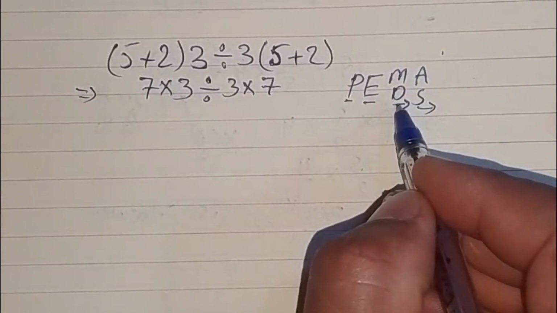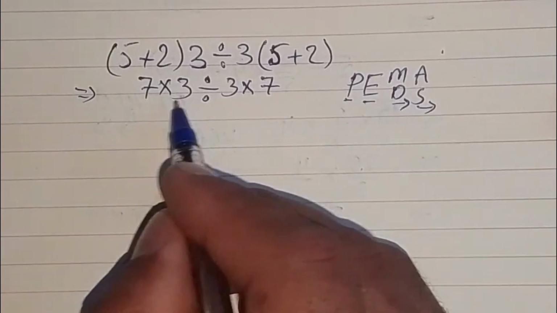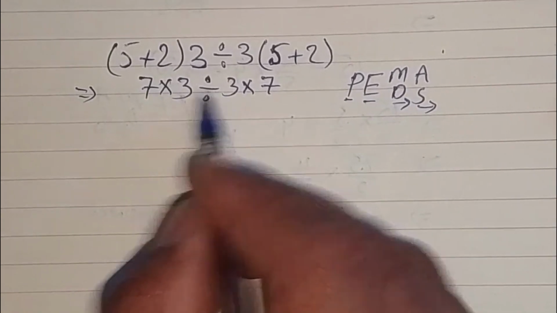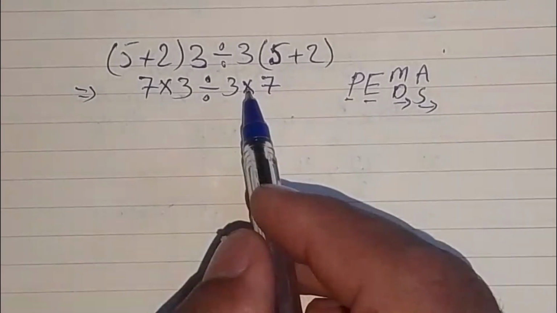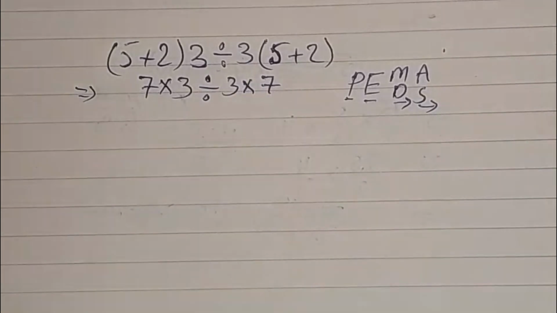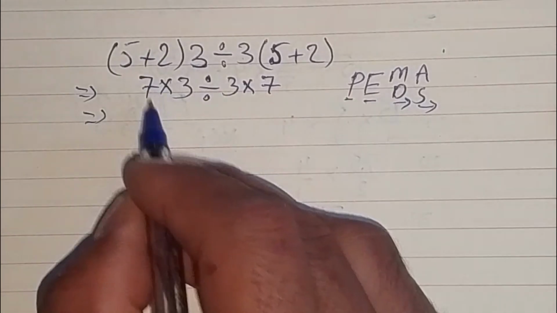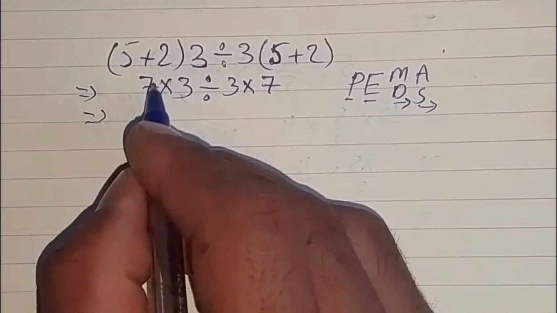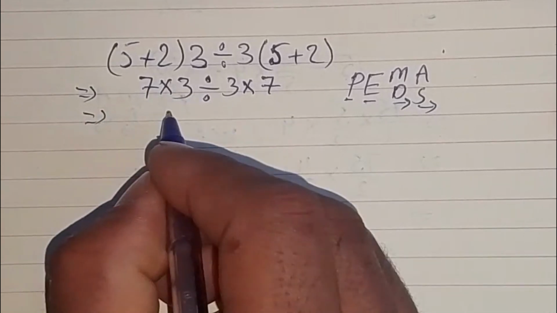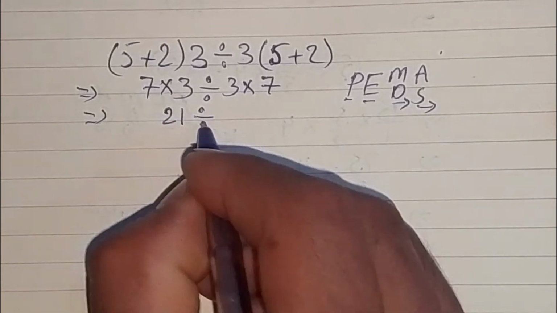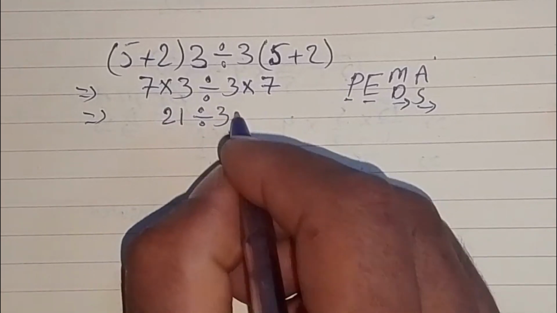So multiplication or division we solve from left to right. Now on the left side first we solve multiplication, then we solve division, and again we solve multiplication or division. So the equation becomes, first we solve multiplication, so 7 times 3 gives us 21, divided by 3, multiply by 7.